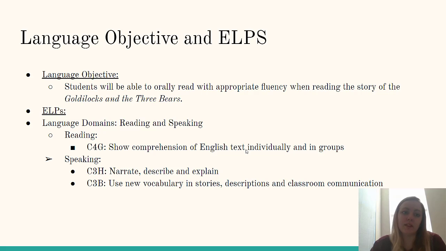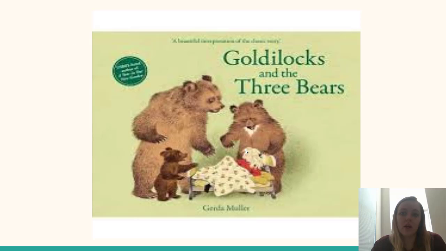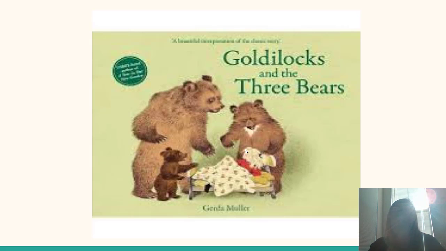For my language objective, I stated that students will be able to orally read with appropriate fluency when reading the story of Goldilocks and the Three Bears. For my ELPs, I chose the language domains of reading and speaking. For the reading domain, students are showing comprehension of English text individually and in groups, and for speaking, they are narrating, describing, and explaining, and they're also using new vocabulary in stories, descriptions, and classroom communication. For this example activity, I'm using the book Goldilocks and the Three Bears.